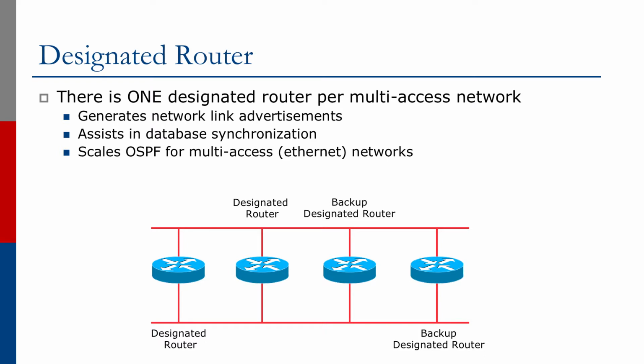There is one designated router per multi-access network. It generates the network link advertisements, assists in the database synchronization, and lets us scale OSPF. And there's also one backup designated router. If you look at the diagram in the slide, you'll see an Ethernet LAN with one designated router and one backup designated router.